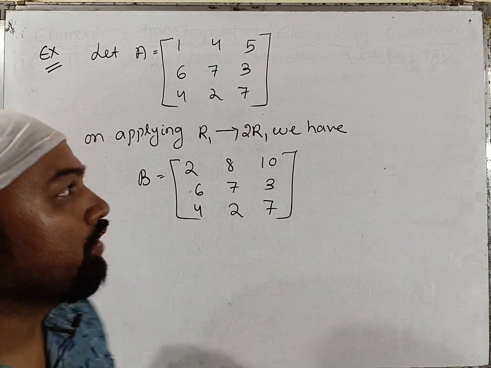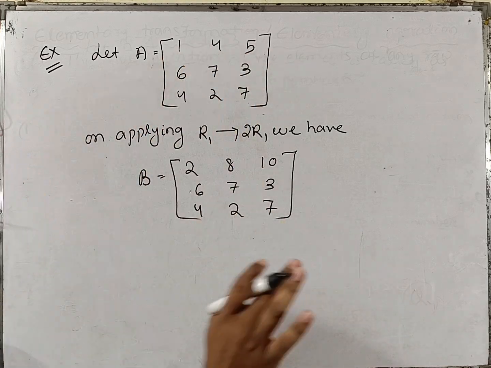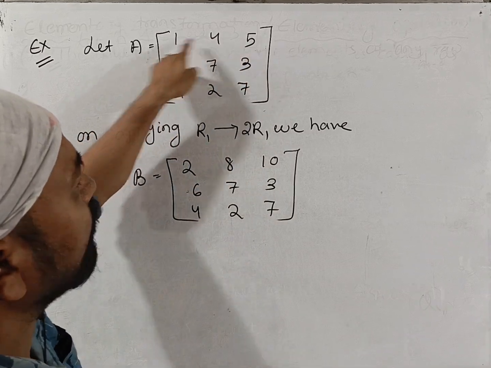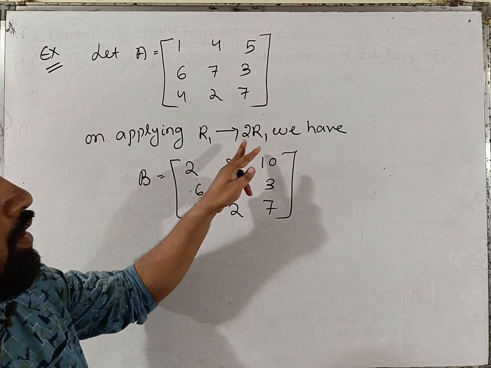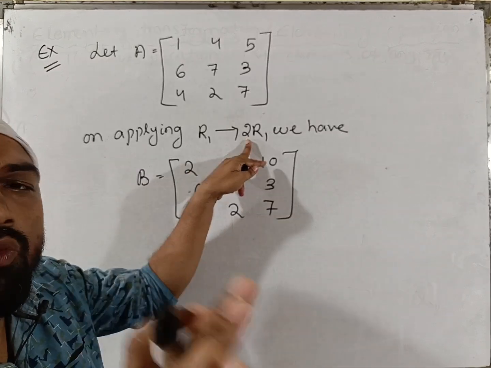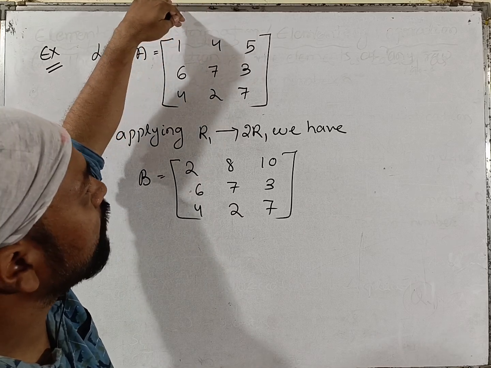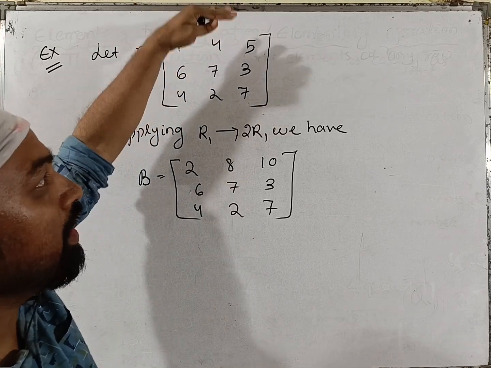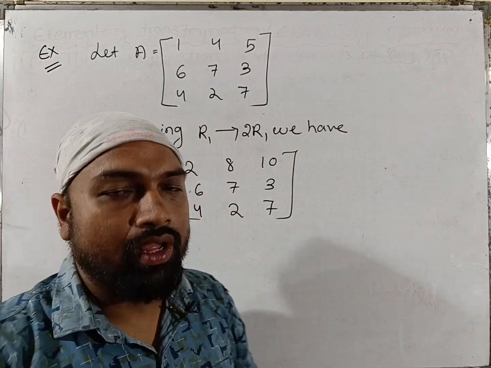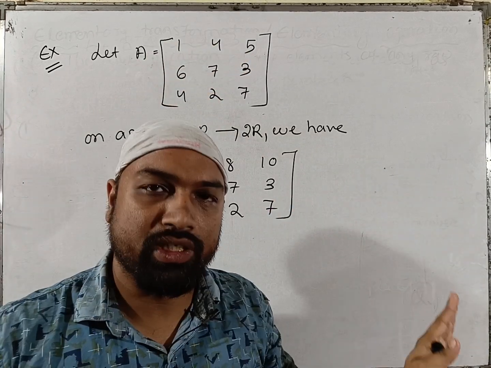That means consider the elements, and these elements are 1, 4, 5. Then you have to multiply the non-zero number 2 to each and every element present in the first row. It is given that you have to replace row 1 by 2R1. That means you have to multiply 2 to each and every element present in row 1, and then write down the obtained values in the place of row 1, and the row 2 elements and row 3 elements will be unchanged.